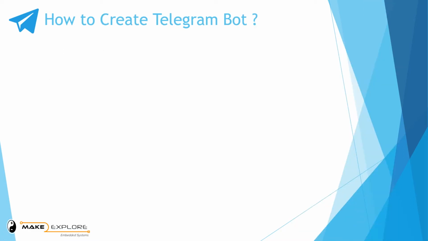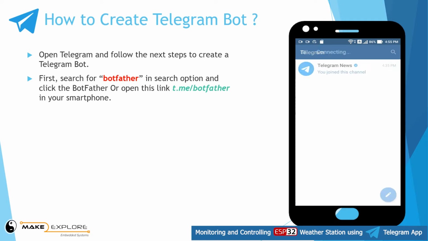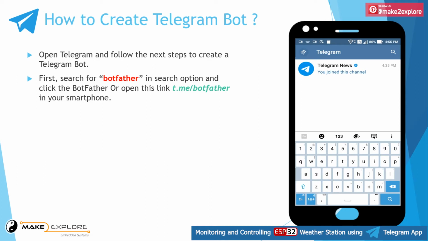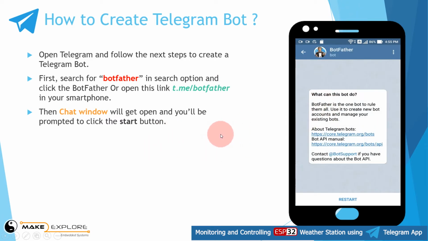Now let's see how to create a Telegram bot. You have to first open the Telegram app. Okay, the Telegram app got opened. Then search for BotFather in the search option, or you can click on this link also. You can see here, then click on this BotFather. The chat window will open. So you have to just click on this start button to start chatting with this BotFather.